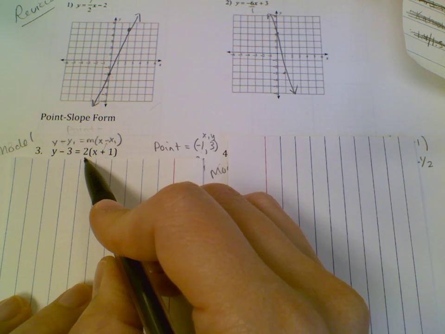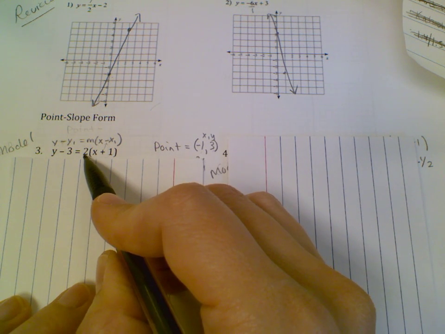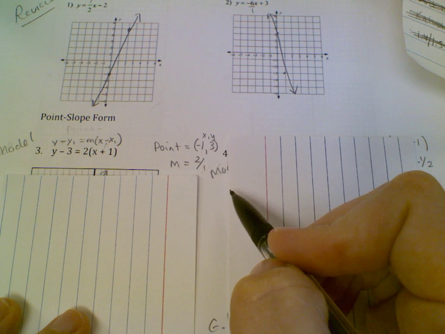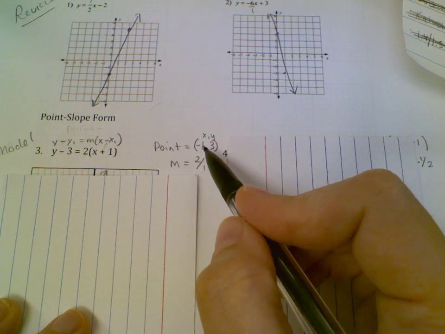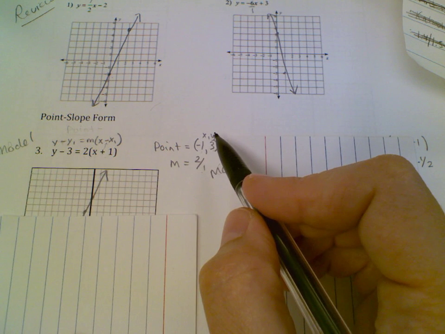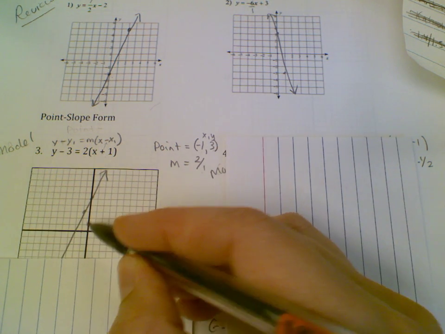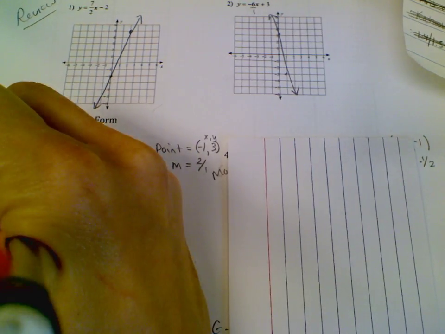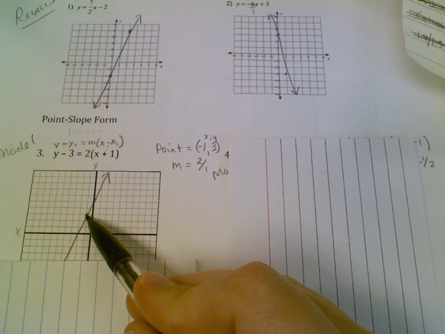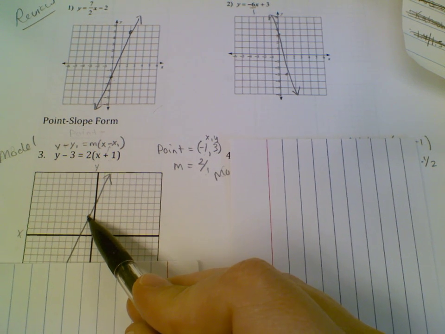The slope is straightforward. It's the one that's in front of that parenthesis. So my slope is 2, or 2 over 1 if you like to write it as a fraction. So if I was going to graph this, I would plot this point first. Reminder, if I'm plotting that point, -1, +3 means I'm going to go to -1 on the x-axis and then up to +3 on the y-axis. So here is that point.